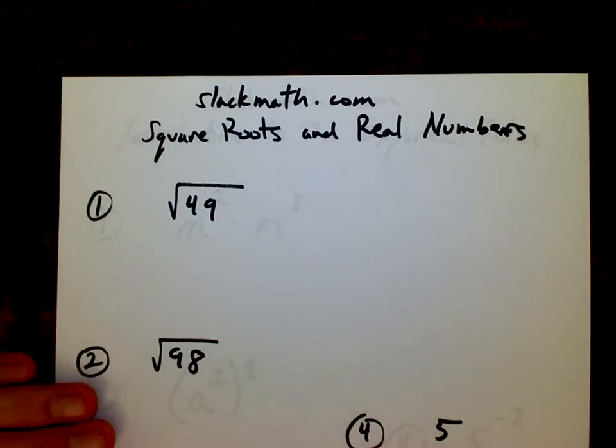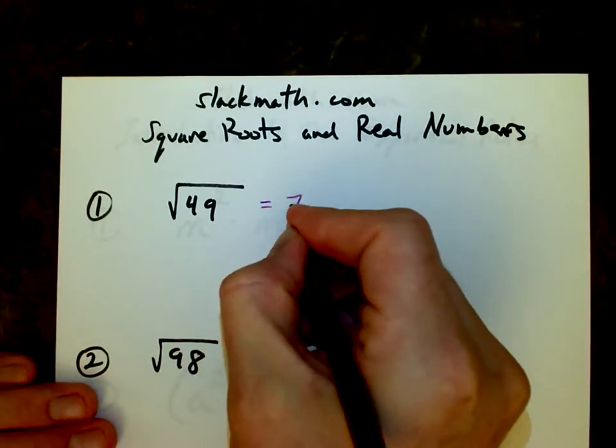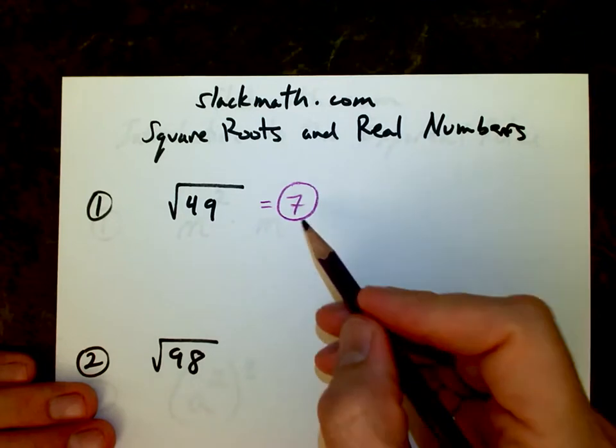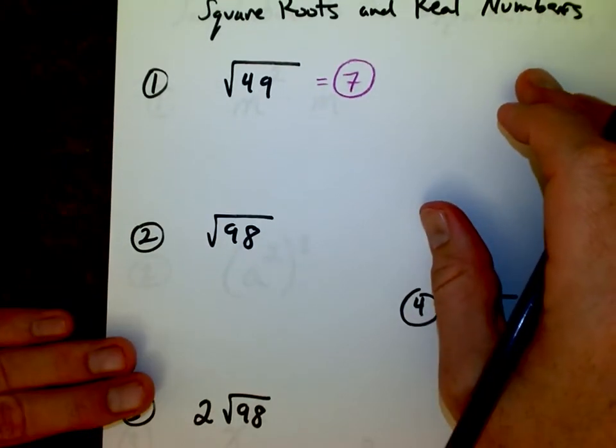Here's a quick review on simplifying square roots. The first one here, the square root of 49 is 7. Now we're going to use that in some later examples, so I thought that would be a good reminder. Now you've got the square root of 98.